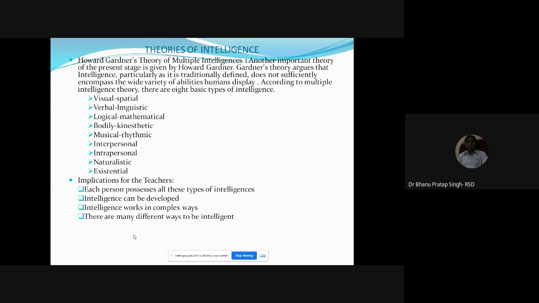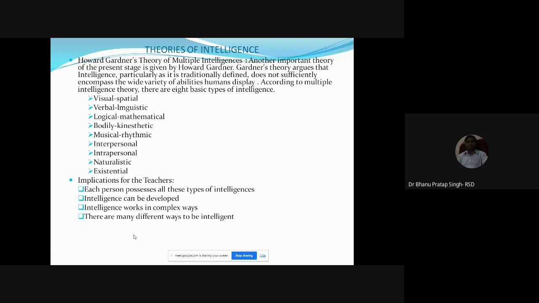So what should be the implications of these theories for a teacher? By learning these theories, each person possesses all these types of intelligences, that should be known to the teacher. Intelligence can be developed. It is inherent, but it can be developed by some kind of counseling, guidance, nurturing, knowledge, education.